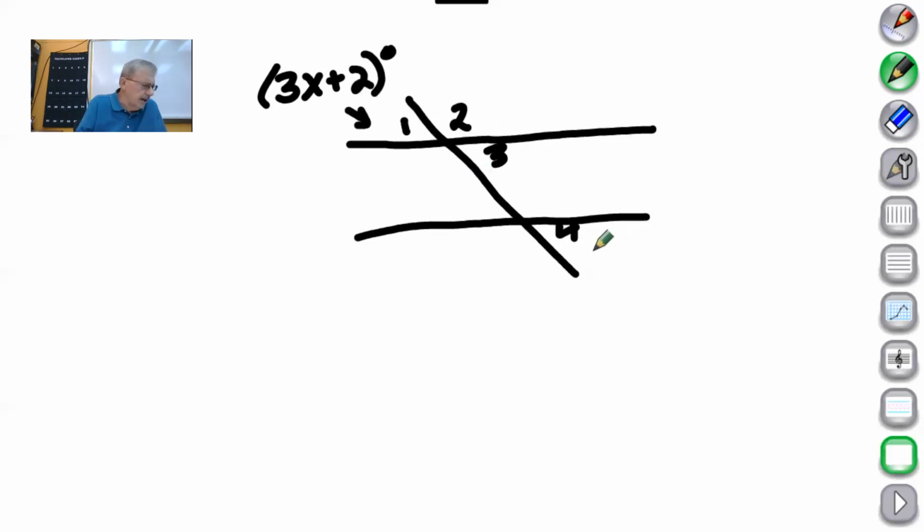And this angle right here, they told us is 5x minus 40. We want to find all these angles. So let's dig in and get it.